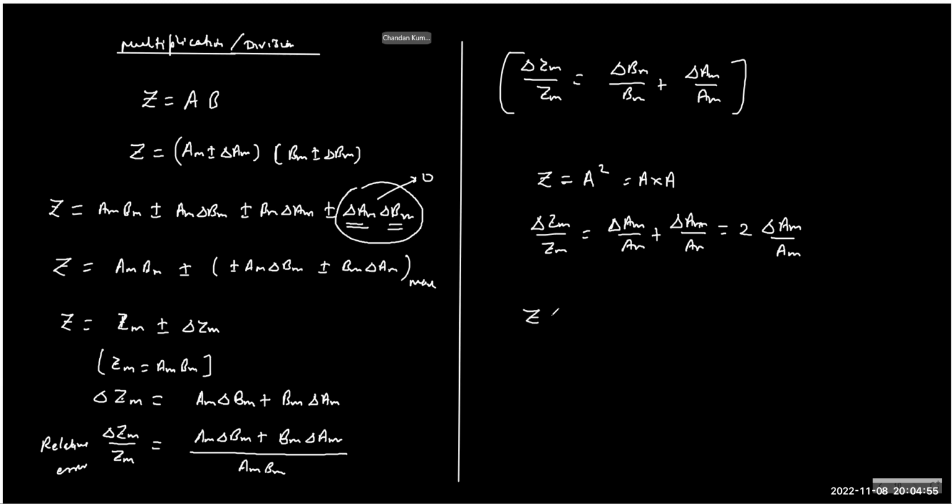Yes. In case of division, the delta Z mean will also remain the same as for multiplication, because error is always the worst case scenario. So relative error always gets added, but the mean value will be A mean upon B. That's it. I hope this is clear. So in multiplication or division, what we do? We simply add the relative error. Is this clear?